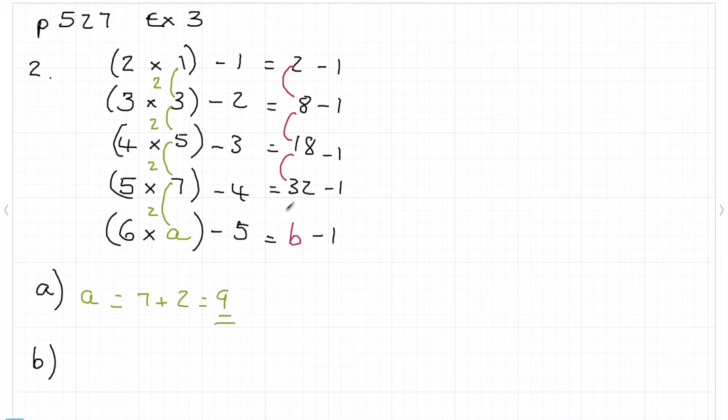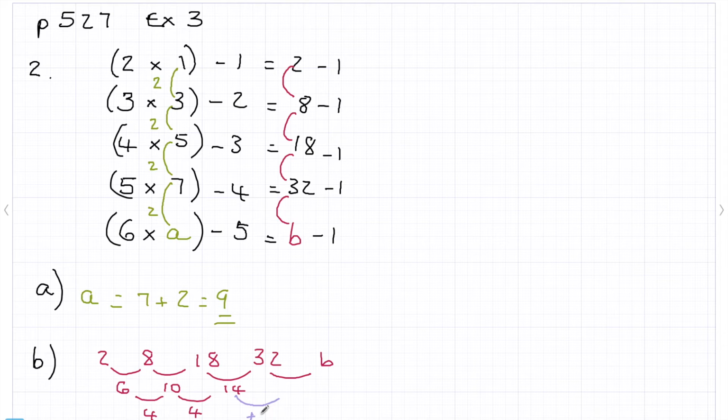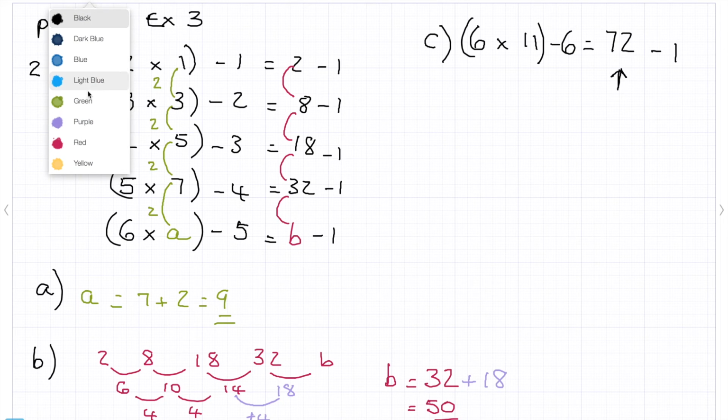A bit trickier with the red B, because those numbers are not a linear sequence. They don't just go in even steps. If you look at the 2 to the 8, the 18 to 32, let's write those down separately. 2 to 8 is 6, 8 to 18 is 10, 14, and then we don't know, but we look at the second difference is 4. So if we add 4 to the 14, that would have been 18, add that to the 32 will give you your B. The answer is 50.